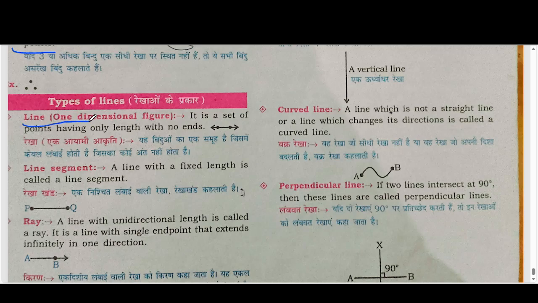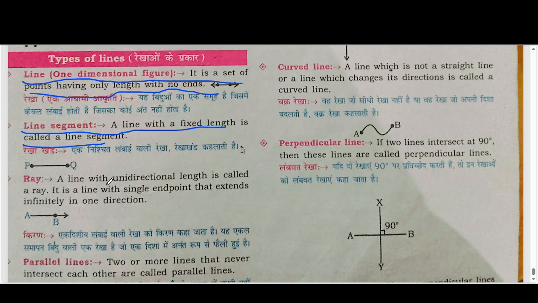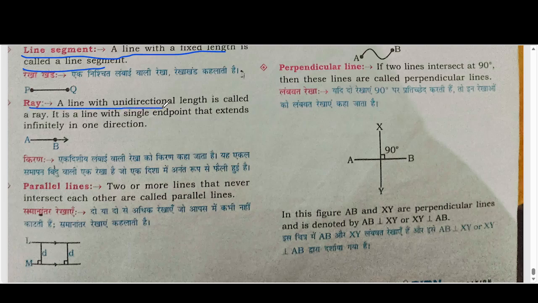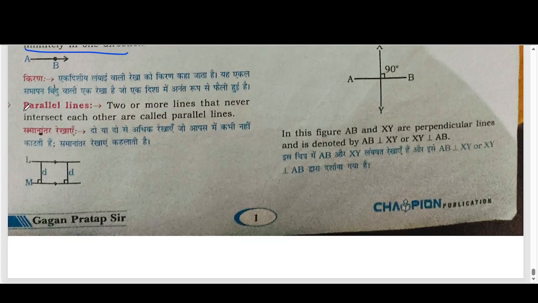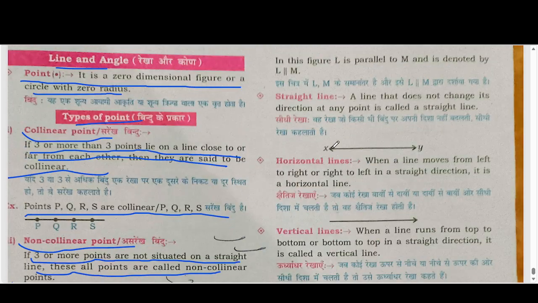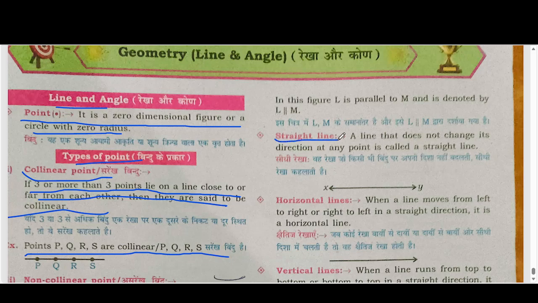Types of lines. Line: one dimensional figure, it is a set of points having equal length with no ends. Line segment: a line with fixed length is called a line segment. Ray: a line with unidirectional length is called a ray. It is a line with a single endpoint that exists indefinitely in one direction. Parallel lines: two or more lines that never intersect each other are called parallel lines. Straight line: a line that does not change its direction at any point is called a straight line.